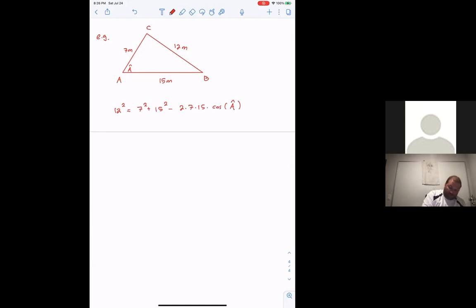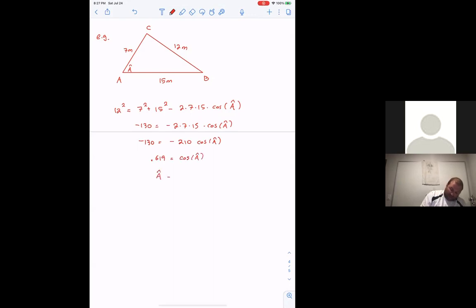So 144, that's 12 squared, minus 49, which is 7 squared, minus 225, which is 15 squared. So that gives us negative 130 is negative 2 times 7 times 15 times cosine of A hat. 2 times 7 times 15, that's 14 times 15. That's what, 210, I believe. Just check, yeah. So this becomes negative 130 equals negative 210 cosine A hat. 130 divided by 210, or negatives cancel. So I get approximately 0.619 equals cosine of A hat.